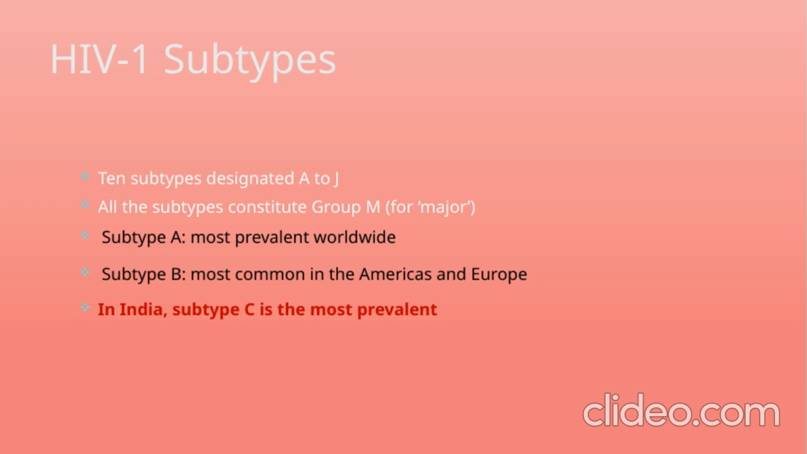For example, in the Americas and Europe, subtype B is the most common. If we look at India, the subtype that dominates there is subtype C. Understanding these subtypes is important because they can influence how the virus spreads and responds to treatment. It also helps us grasp the global diversity of HIV and how it adapts to different populations. So, recognizing these patterns is a key part of our overall effort to control and eventually end the HIV epidemic.